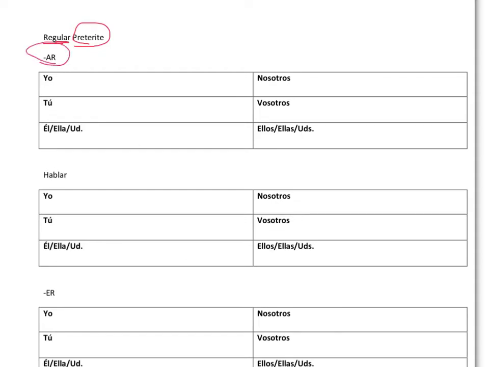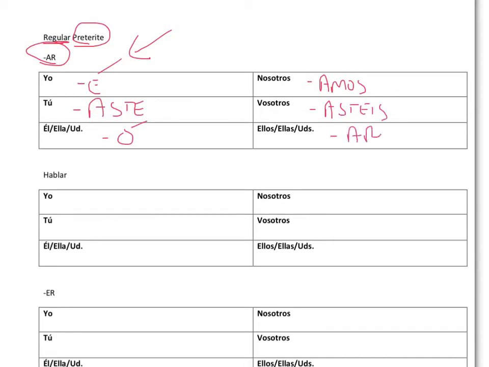These are the AR endings. So it's going to be yo, é, note the accent mark. Okay, é, aste, ó, accent, amos. Same as in the present. The way that you tell the difference is the context, because I know that question would come up. Asteis and aron. The only ones that have the accents are right here, the él, ella, usted, and the yo. Those are the only two that you need to worry about for accent marks.